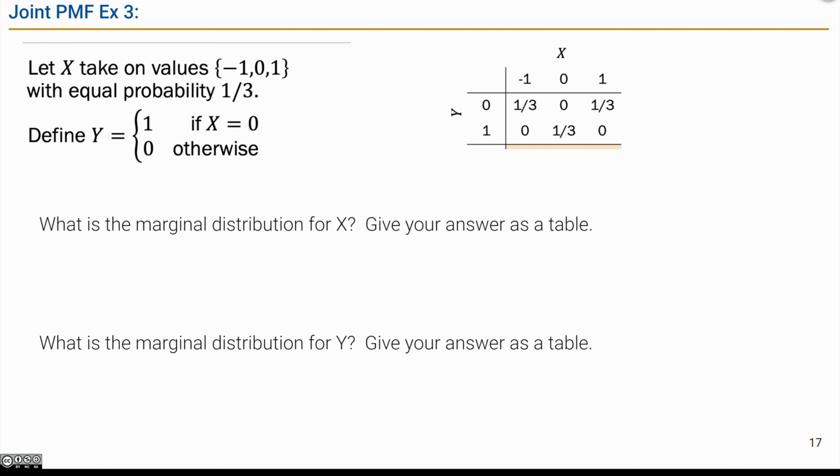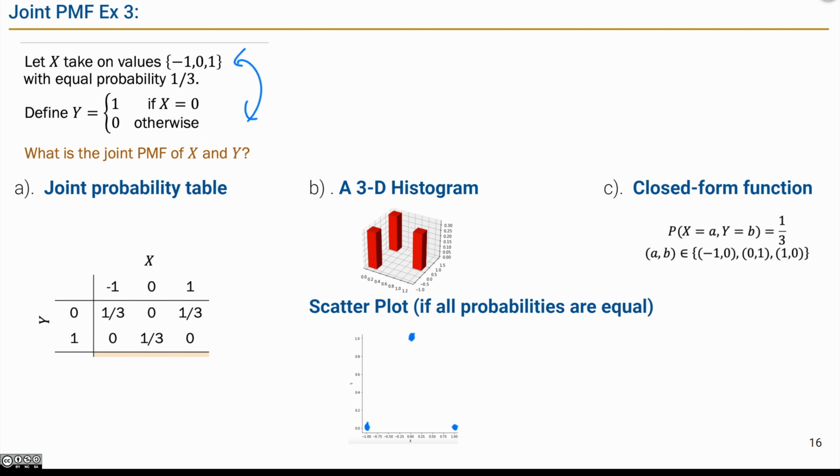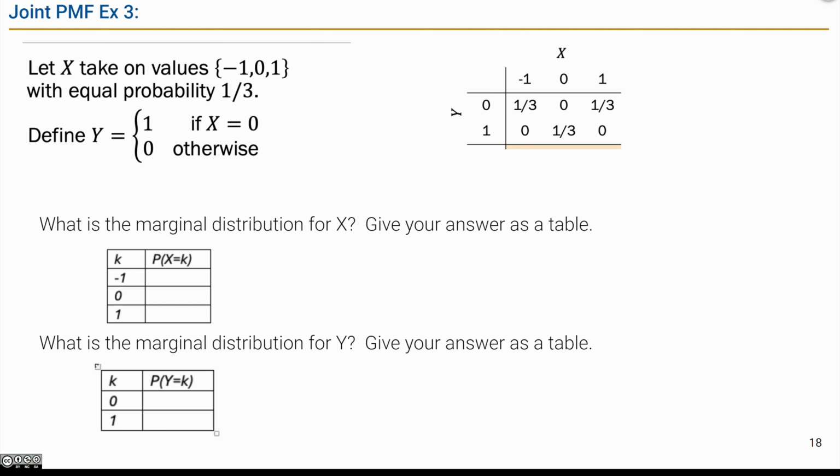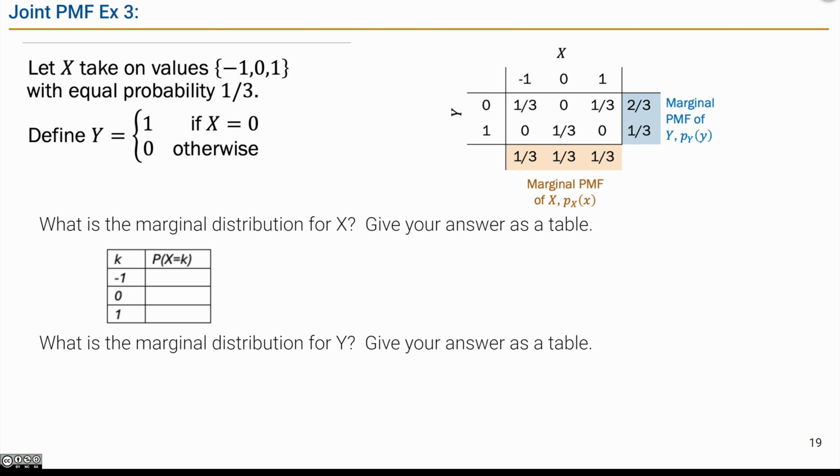Oh, let's go back. All right, so now let's also calculate the marginal distribution for x and y here. So take a minute and do this, give your answer as a table. All right, so remember the marginal distribution, we're just adding here in the margins, these probabilities. So for x, I have a probability table 1/3, 1/3, 1/3. And for y, I have a probability table that says 2/3 and 1/3.